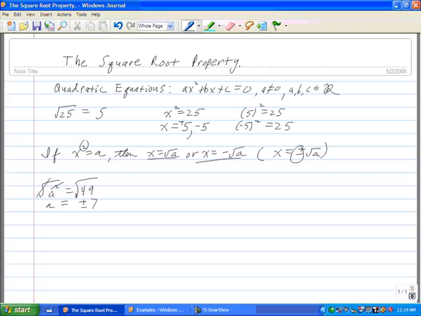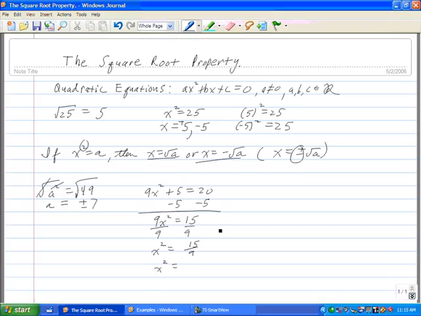Now, to use this property, the variable, or the term that contains the variable, has to be isolated before you can take the square root. Perfect example: if I had 9x squared plus 5 equaling 20, the x squared isn't by itself yet. It isn't isolated, so I'll have to do that first. I will subtract 5 from both sides, and I'll get that 9x squared equals 15. Then dividing by 9, I get that x squared equals 15 ninths.